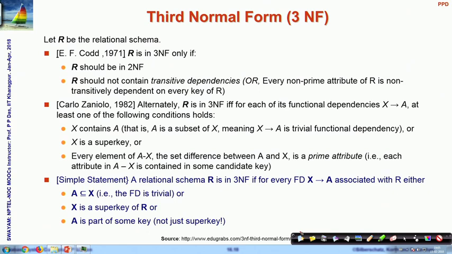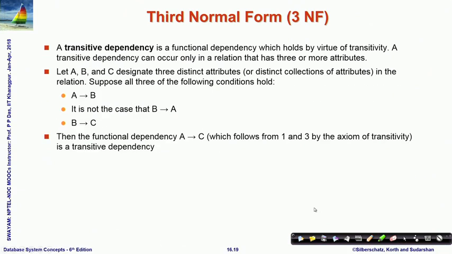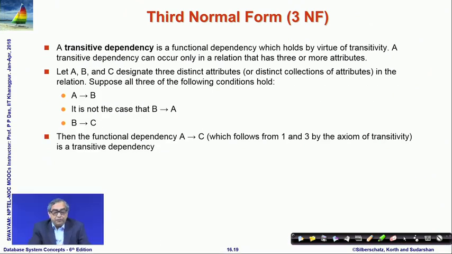So, to check for a relation to be in third normal form, we will check whether any one of the three conditions hold. So, this is the definition of transitive dependency, which I have just loosely told you. So, I will skip over this.